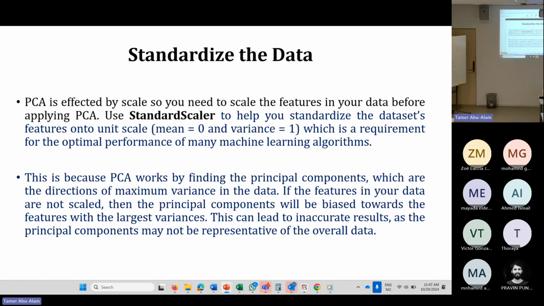Again, this is some more text about why we use the standard scale. The principal component tries to fit the variable with the longest length. So if our variable starts from 0 up to 3000, it will automatically understand this as the main variable, and bring it as the main variable. But maybe it's not.